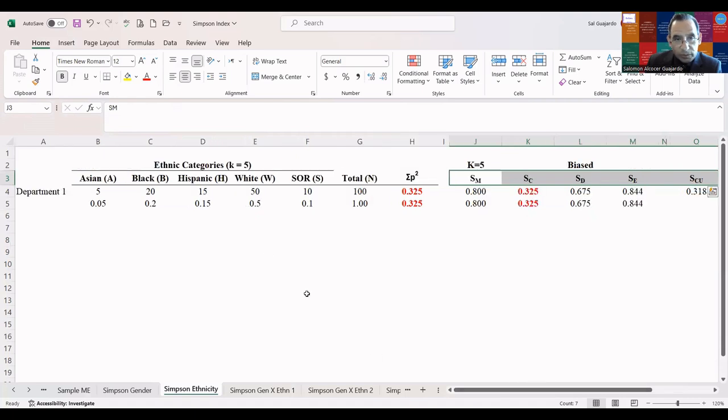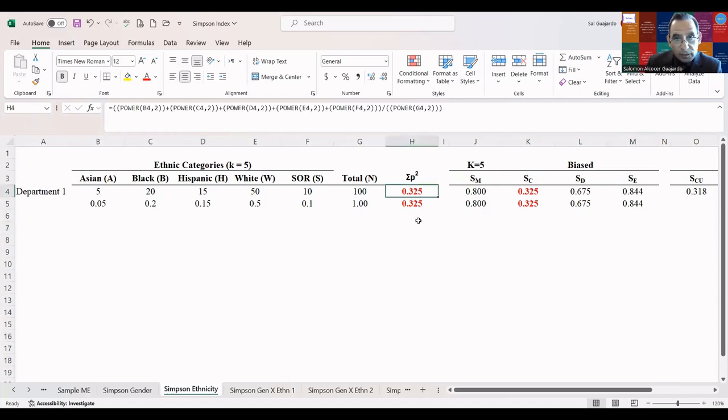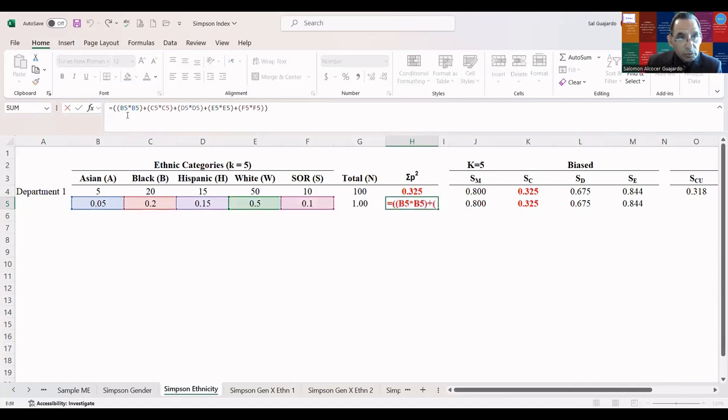Well, I did the same thing for ethnicity. And so rather than going through the whole narrative on calculating the unbiased ethnic score, let me just focus on the percentages because it's a lot easier. Again, it's just the percentage times the percentage for each group.